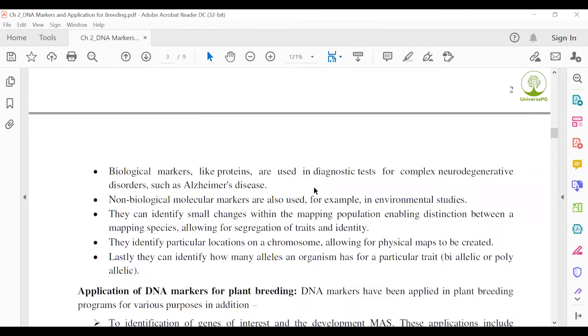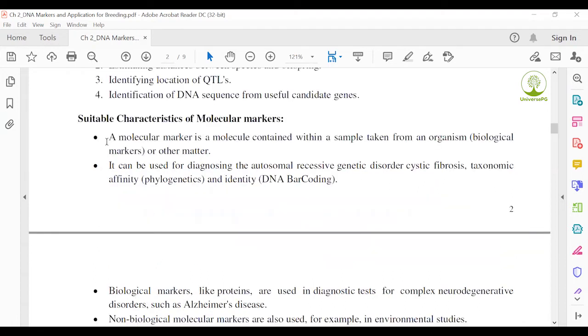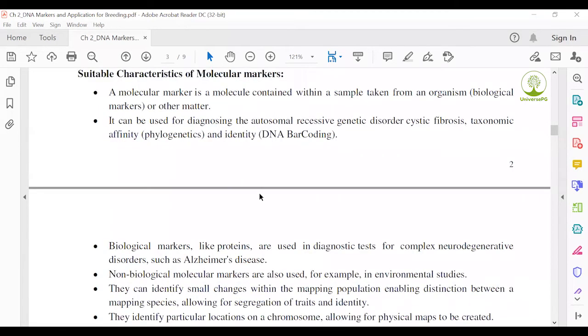Biological markers like protein are used in diagnostic kits for complex neurodegenerative disorders such as Alzheimer's in organisms. They identify particular locations on chromosomes, allowing physical maps to be created. Lastly, they can identify how many alleles an organism has for a particular trait. Those are the suitable characteristics of molecular markers.